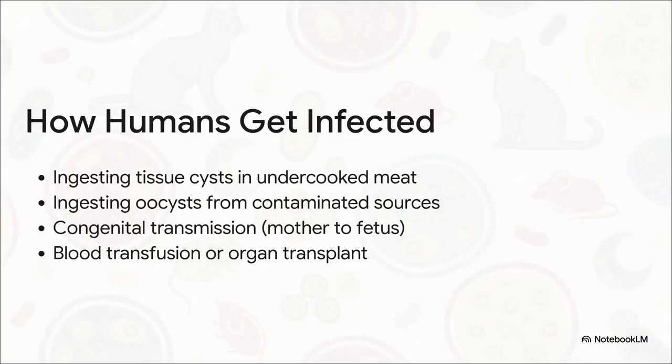So how does it make that leap into humans? Well, there are a few main highways. The most common are either eating undercooked meat that contains tissue cysts or accidentally swallowing oocysts from, say, contaminated soil or unwashed veggies. Then there are the less common but critically important routes like congenital transmission from a mother to her fetus or through things like organ transplants or blood transfusions.